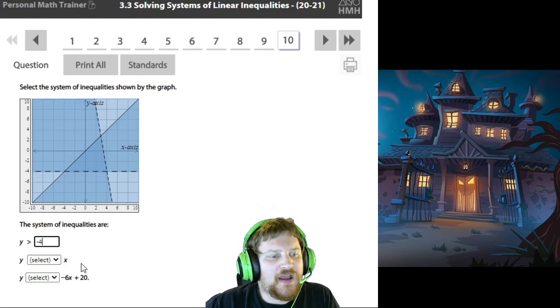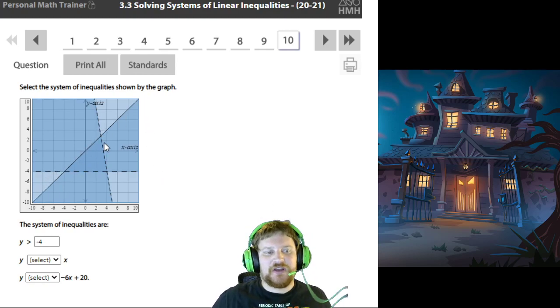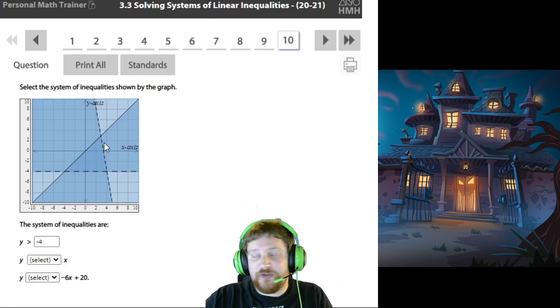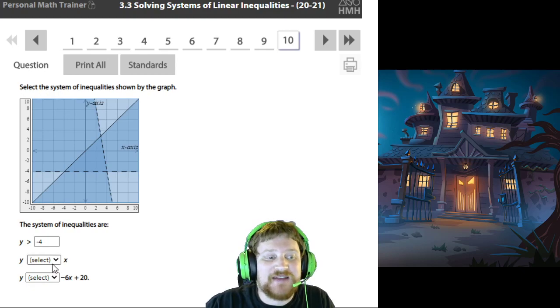Next we have y is less than or equal to x. Now the interesting part about this one is we can see that the line y equals x here is actually a solid line. So we know it has to have equal to in it. And only one of the options has that. So we're going to have less than or equal to.